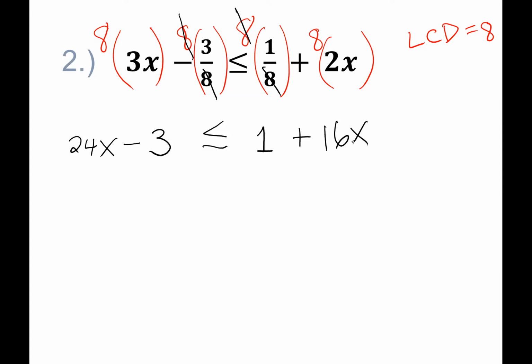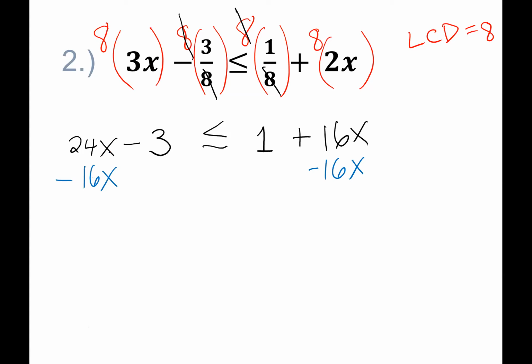Now let's work on getting all the variables on one side of the inequality. I strongly encourage you to get all the variables on the left side of the inequality. If you leave them on the right side, it's a little more confusing, especially now that we're dealing with inequalities where the order will matter, the direction of the sign will matter. It wasn't really a big deal with equal signs, but with inequality signs, it will cause some issues. So let's get all the x's on the left side.